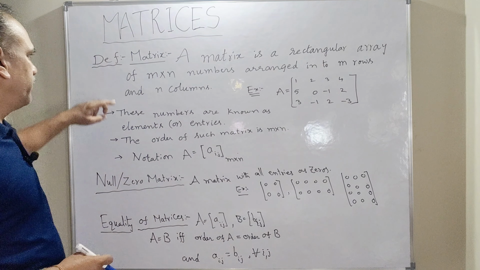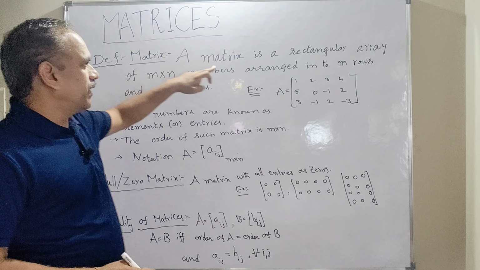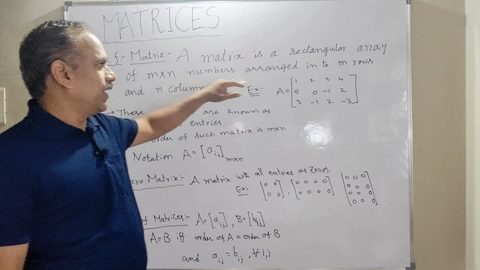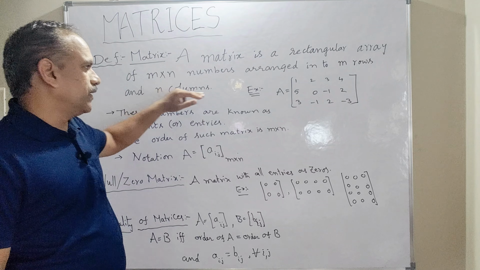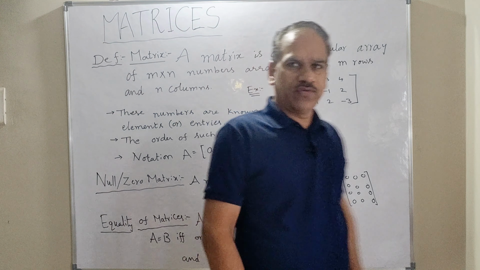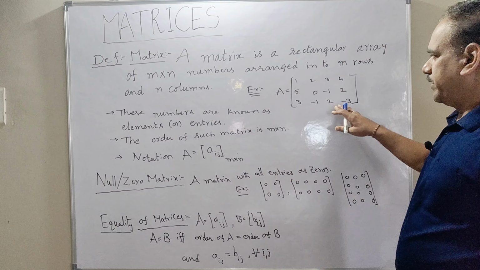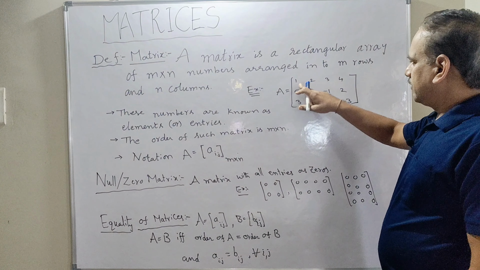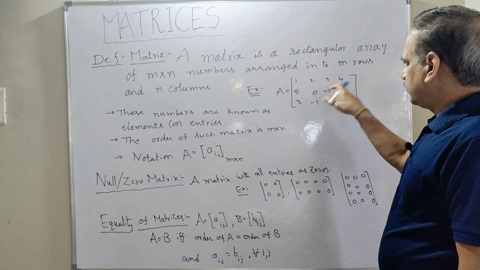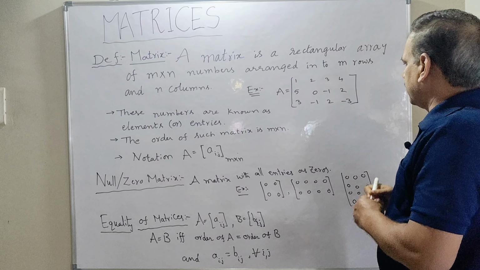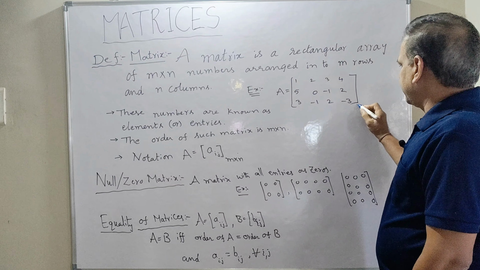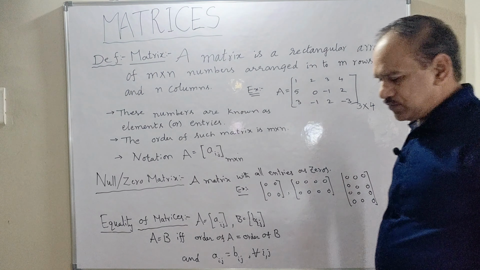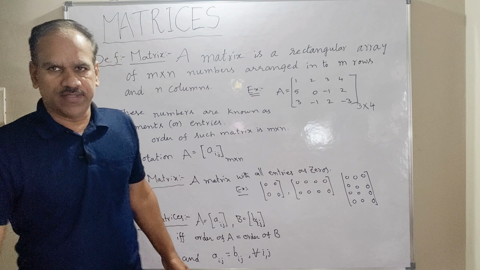Okay. Let us go into the definition of a matrix. What is a matrix? A matrix is a rectangular array of m into n numbers arranged into m rows and n columns. Suppose if you see, this is an example of a matrix. So this is a two-dimensional array. Some numbers are arranged into rows and columns. So how many rows do we have? 1, 2, 3. 3 rows and 4 columns. So this is an example of a matrix.